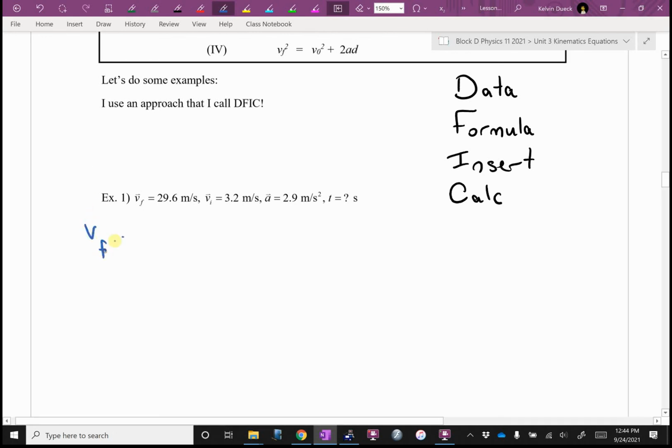Everybody write that down. I will usually make these questions worth 2 marks, and I will give you 1 mark just for finding the equation, because I think that's the most important thing.